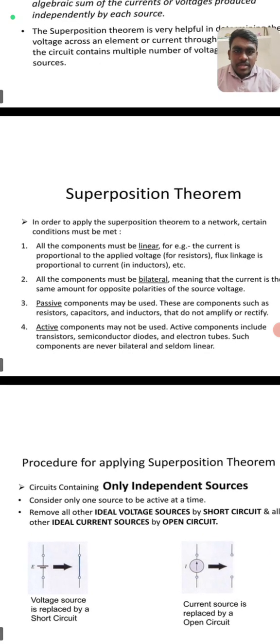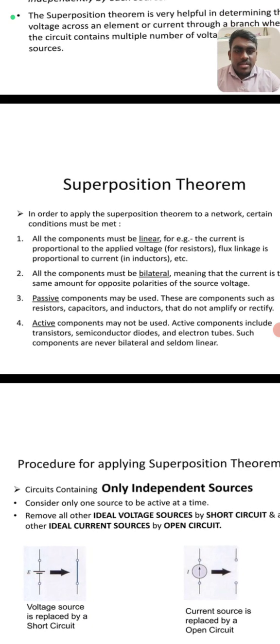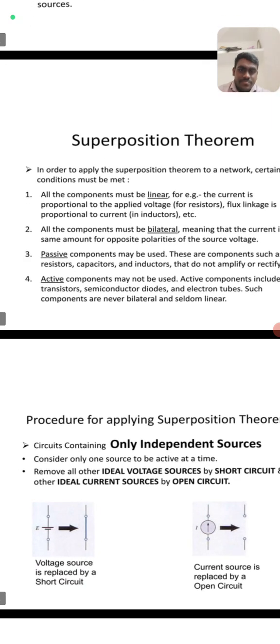Passive components may be used. These components are such as resistors, capacitors, and inductors, as well as amplifying or rectifying semiconductor devices. Active components may not be used. Active components include transistors, semiconductor diodes, and vacuum tubes. Such components are never bilateral and seldom linear.